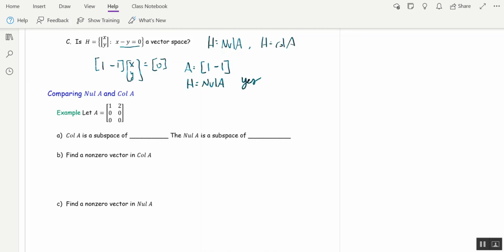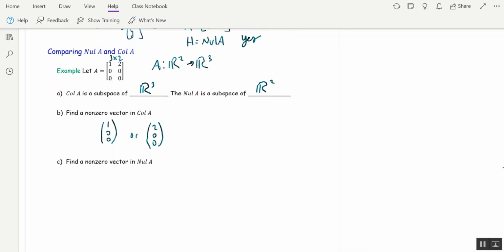Okay, now we've got a 3 by 2 matrix. So A maps R2 to R3. Col A lives over in the target space, so that's a subspace of R3. And null A is in the domain, that's in R2. Find a non-zero vector in col A. We'll pick one. Col A is the set of linear combinations of the columns of A, so certainly any column of A would be in there. You could use that one, or 2, 0, 0. It's almost too easy.